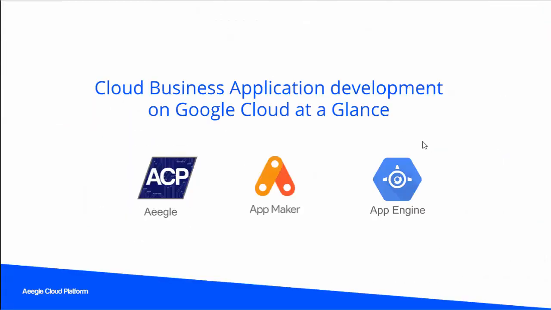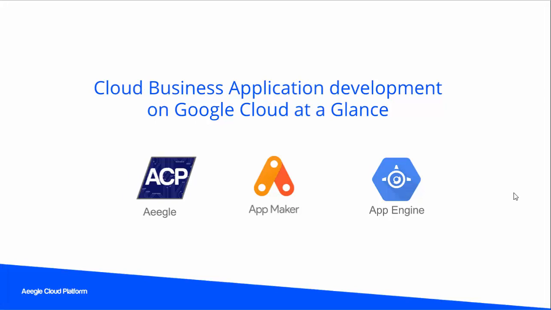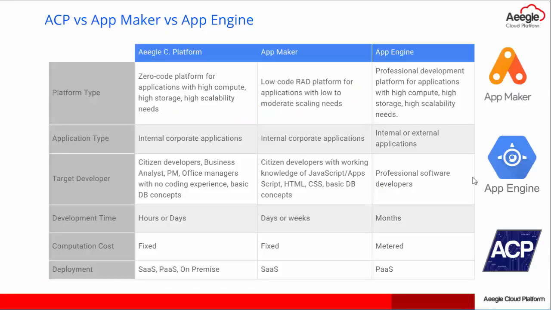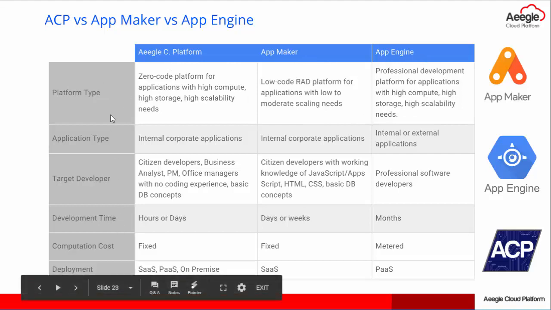Okay, so going back to the slideshow, the next topic is Cloud Business Application Development on Google Cloud at a glance. To build cloud business applications, we have three different options: ACP, App Maker, and App Engine. But it is important to understand the differences or the features. So here's the comparison chart. We have ACP, App Maker, and App Engine, and we have different features.